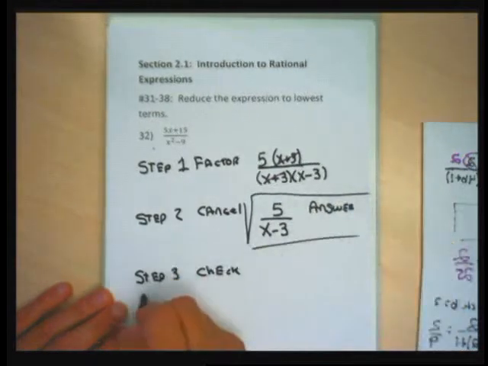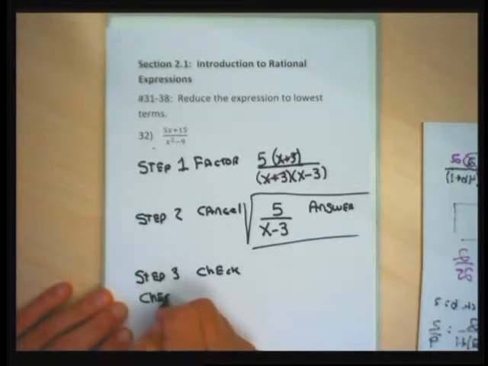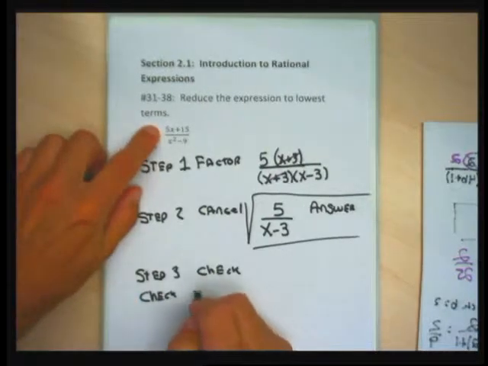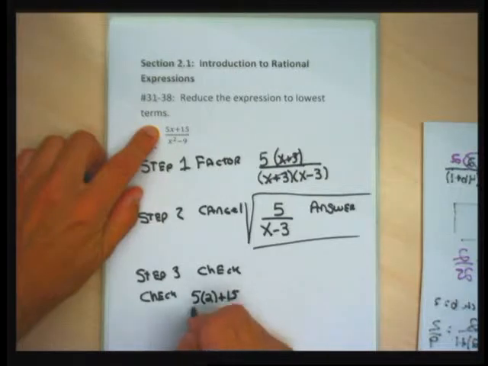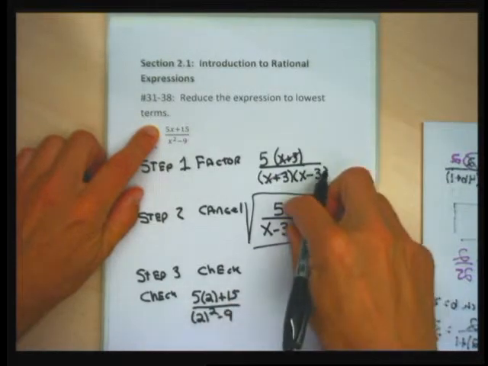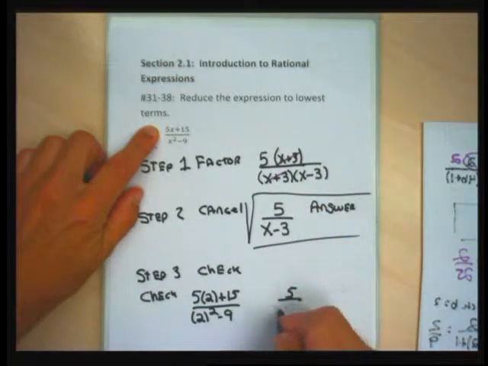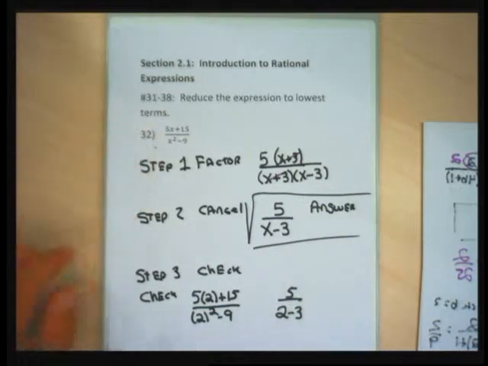I'm going to check. I'm going to plug 2 in for x into the original problem, 5 times 2 plus 15 over 2 squared minus 9, and I'm going to plug 2 in for x into my answer. If they both reduce to the same number, I believe I have the right answer. If they don't reduce to the same number, I know I'm messed up.